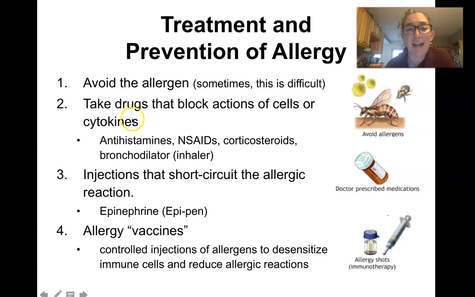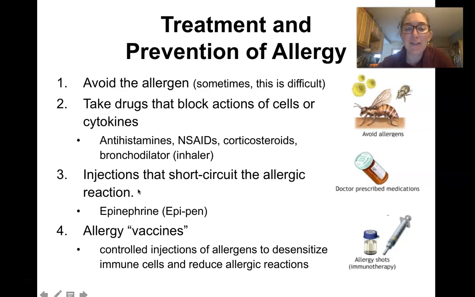So if you can't avoid your allergens, you can take drugs that block some of those cytokines, like antihistamines, which block histamines, and that helps with the redness, swelling and itching. NSAIDs, nonsteroidal anti-inflammatories, help with the pain that's caused; they block the prostaglandins. And then corticosteroids are a class of drugs that dampen different parts of the immune system. They dampen inflammation in general. A lot of times you can get these topically to put on a rash.